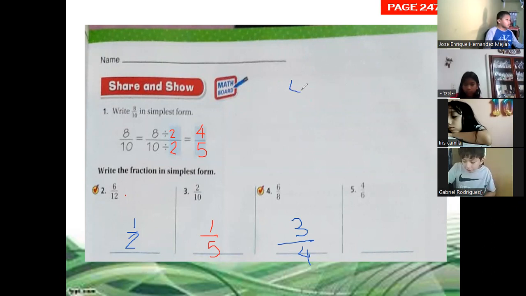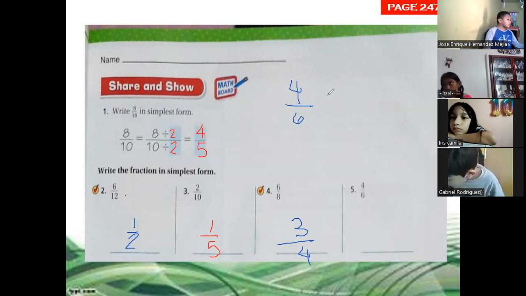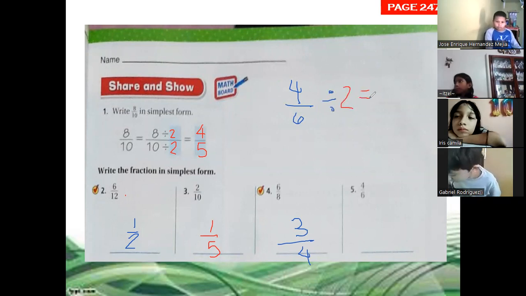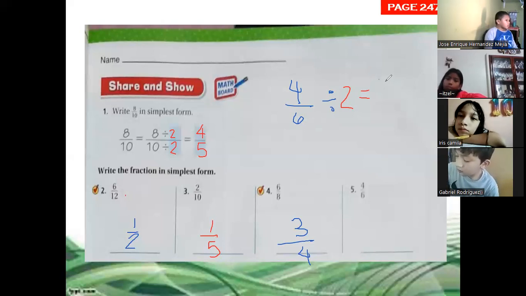4/6. Divided by 2. 4 lempiras divided into 2 children? 3. 3 lempiras. 3 plus 3? 6. No, 2 times 3 equals 6, not 4.